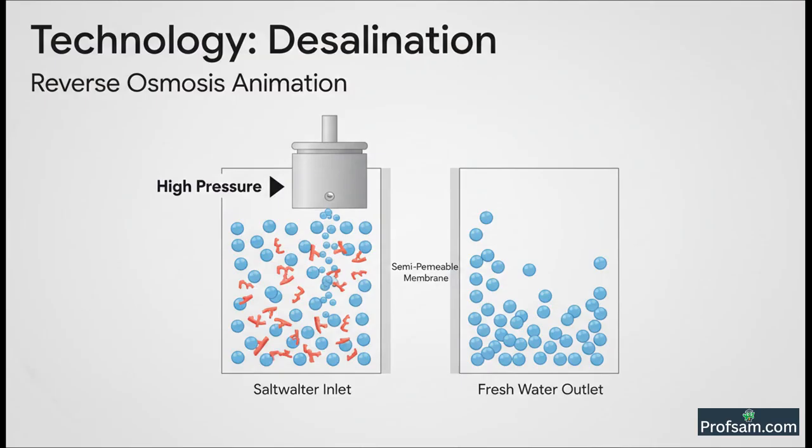This very same principle is used in large-scale technology, like desalination. In a process called reverse osmosis, plants apply extremely high pressure to the salt water. This huge pressure overcomes the natural tendency, and it forces pure water molecules through a special membrane, leaving all the salt behind. This is a direct, life-saving application of these vapor pressure principles.